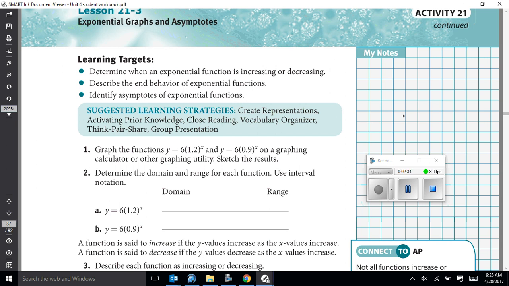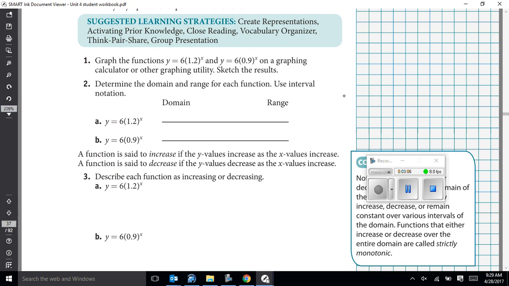All right, so then we're also going to look at growth and decay, based on what we've learned so far. And then we're going to learn one other little thing that's special about exponential functions. All right, so I guess we'll just do Desmos together. So we're going to graph these.